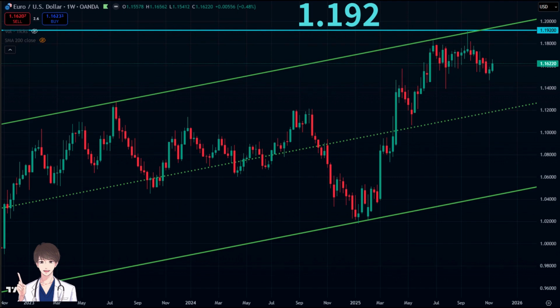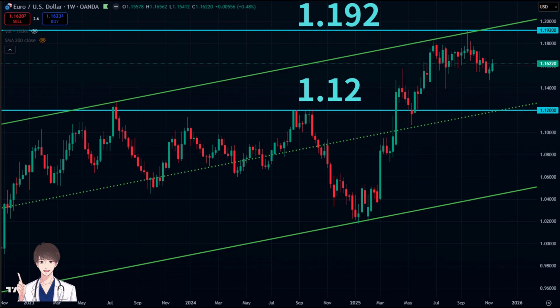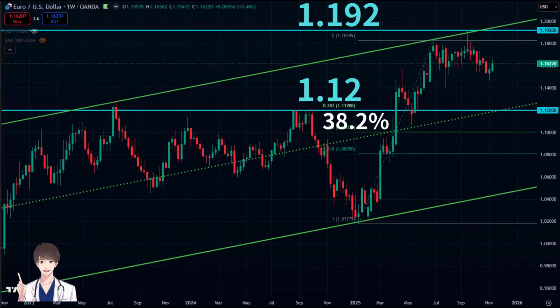To the downside, the notable support on the weekly chart is around 1.12, which aligns with the 38.2% Fibonacci retracement of the move from the start of the year to the July high. A decline toward this area remains a scenario to keep in mind. Now, let's move on to the daily chart.